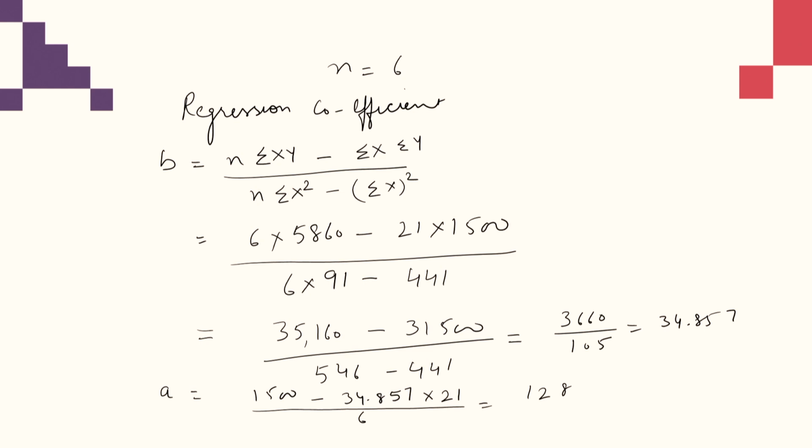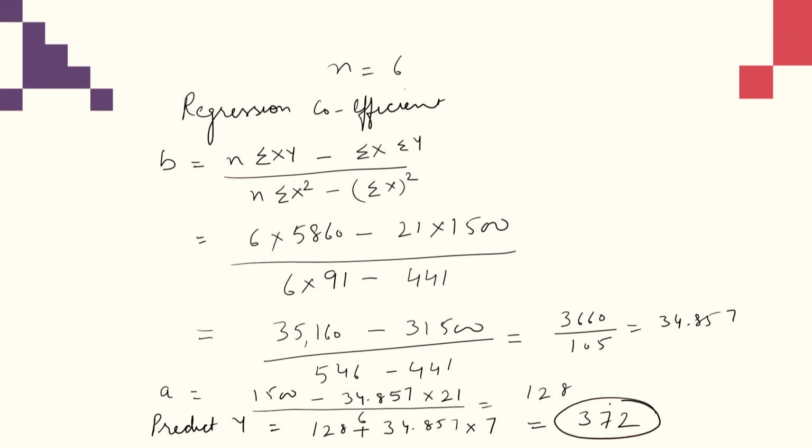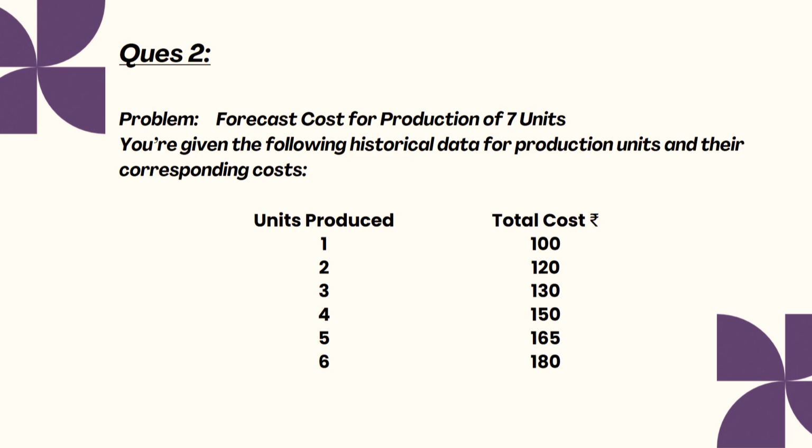Now we can put these values to predict y, which is equal to a, that is 128, plus b, 34.857, into 7, which we have to project, which is equal to 372. This is our final solution of this question. Now we forecasted that in the 7th month the units of sale would be 372.